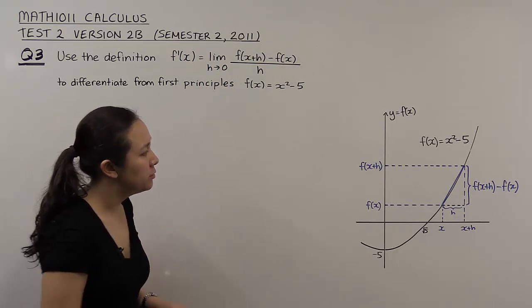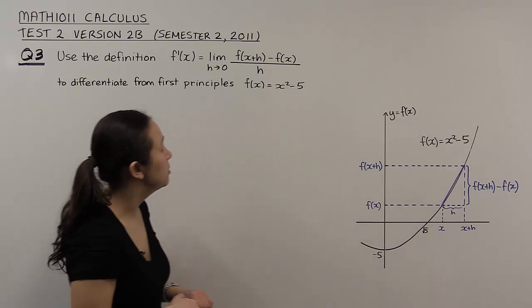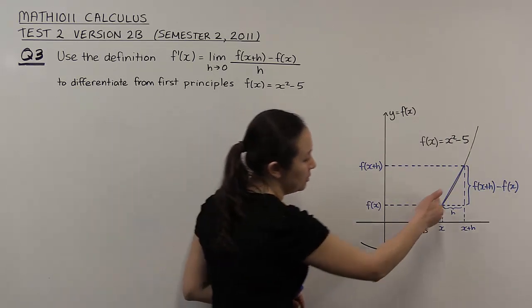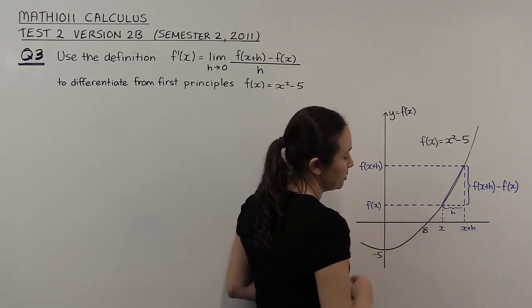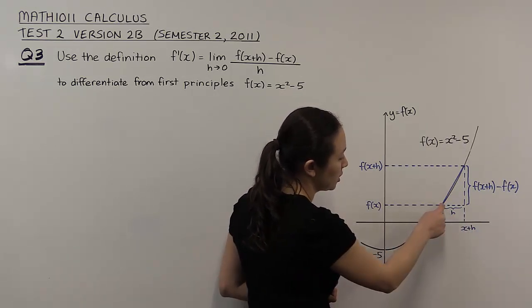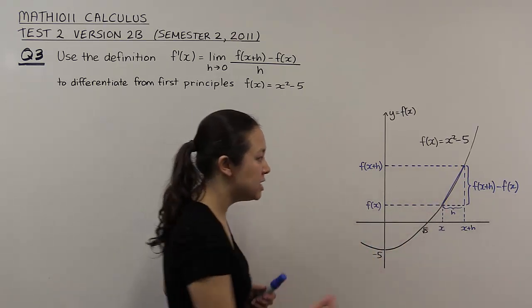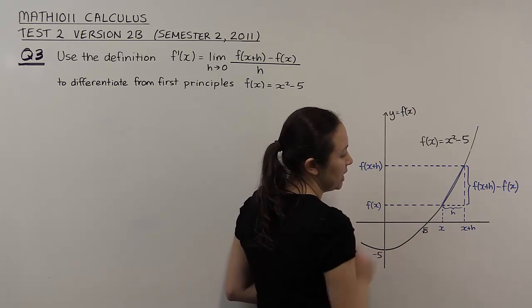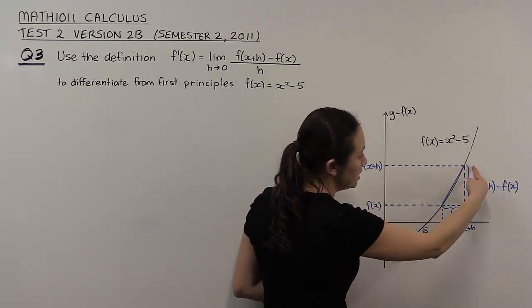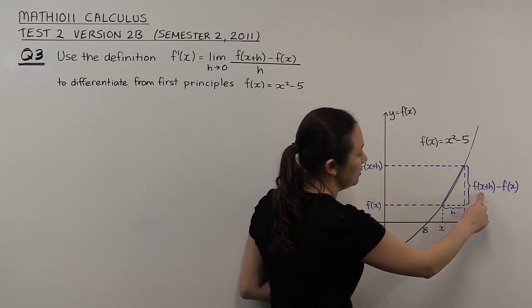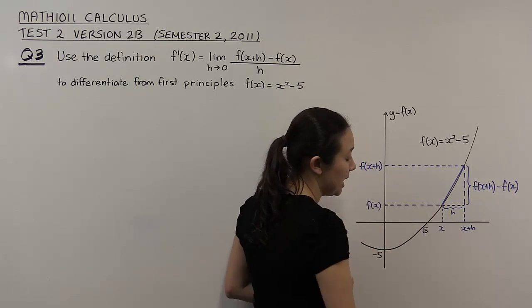So remember, if we have a function that I've drawn, in particular x squared minus 5 here, at a particular value x, and then h units along at x plus h here, we're going to join a chord. And we're going to find essentially the average rate of change from x to x plus h here. So the difference in the function value is f of x plus h minus f of x, and the difference in these x values is h.